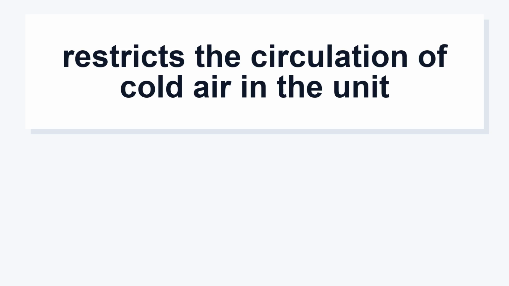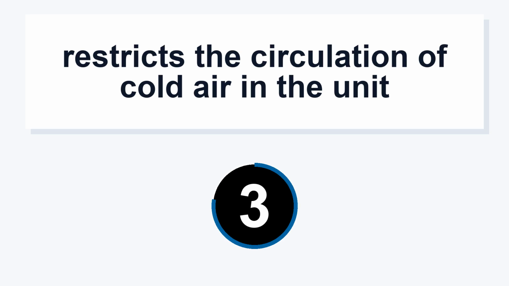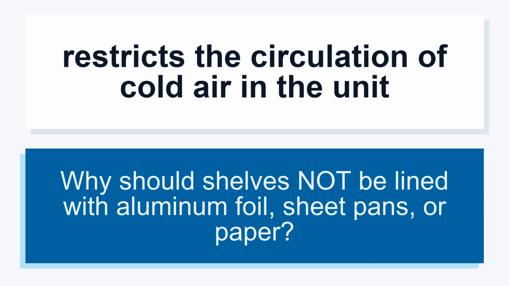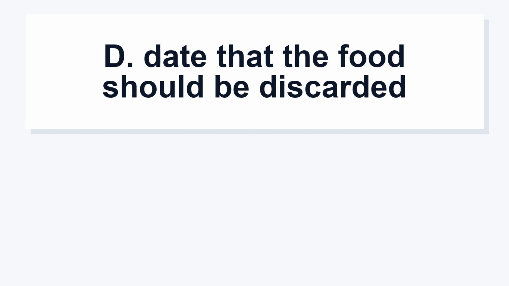Restricts the circulation of cold air in the unit. Why should shelves not be lined with aluminum foil, sheet pans, or paper? D. Date that the food should be discarded.